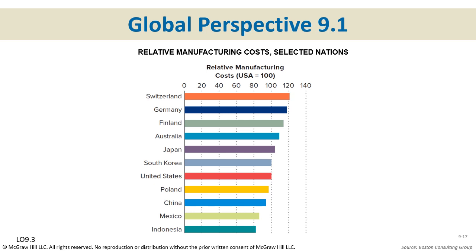China's a manufacturing powerhouse, but they're not the cheapest country to make things in, although they make the majority of the world's products. But if we look here, once again, any bar larger than 100, it's more expensive to produce there. Any bar less than 100, it is less expensive than the United States to produce there.